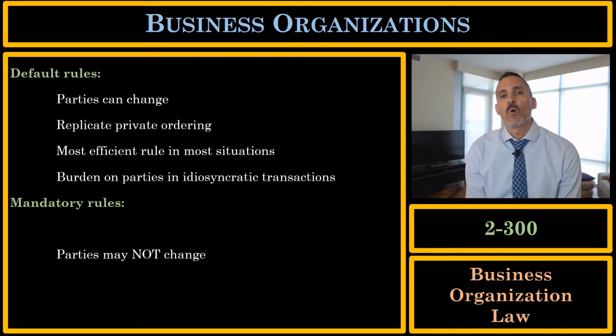So let's talk about why default rules are there. Default rules are in the law so that the parties will not have to reinvent the wheel every time they enter into a transaction. In this sense, the default rules should replicate private ordering. They should replicate what parties would adopt if they drafted their own rule to address the situation. The default rule should be the most efficient rule in most situations.